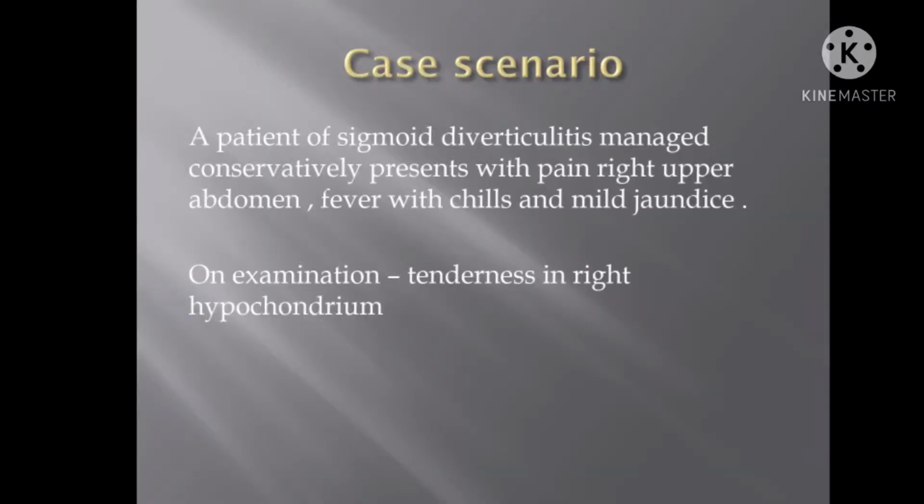Hi friends, let's have a look at this short case scenario where there is a patient of sigmoid diverticulitis who was managed conservatively, now presents with pain in the right upper abdomen, fever with chills and mild jaundice. On examination, there is tenderness in the right hypochondrium.